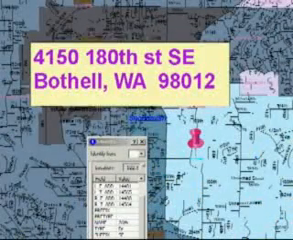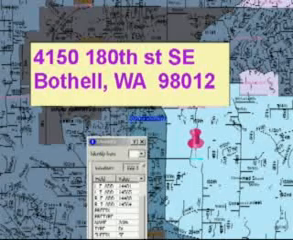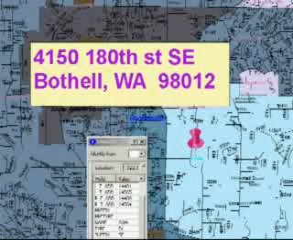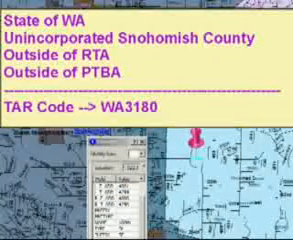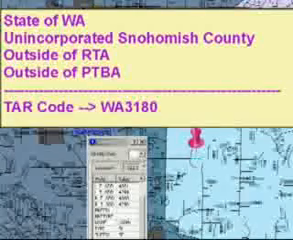Quest uses state-of-the-art third-party software combined with information technology expertise to help identify where our customers are located and which taxes are applicable. Let's look at some address examples in unincorporated Snohomish County, Washington, which are within a 3-mile radius of each other. For simplicity's sake, we will only differentiate between the special purpose districts. The first address example is identified as being located outside of both the RTA and the PTBA Special Purpose Districts, and is therefore assigned the TAR code, Tax Area Rate Code, of WA 3180.